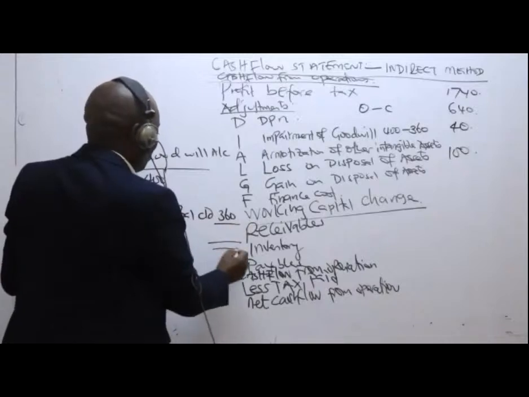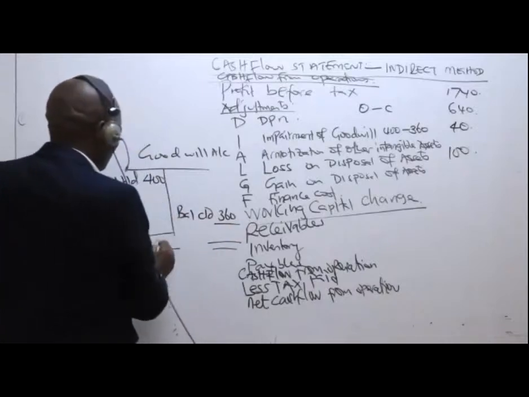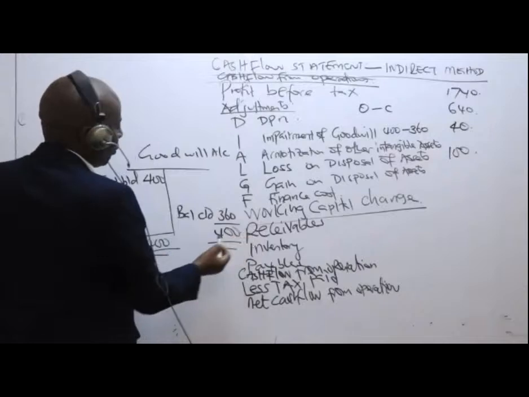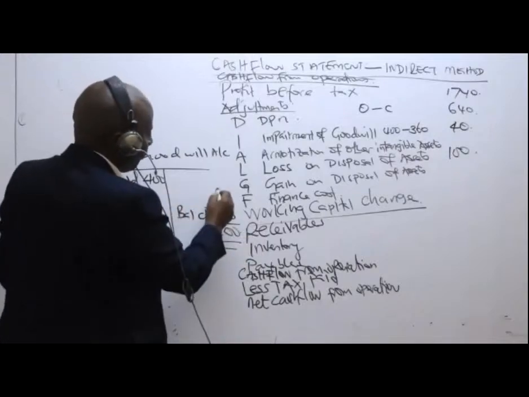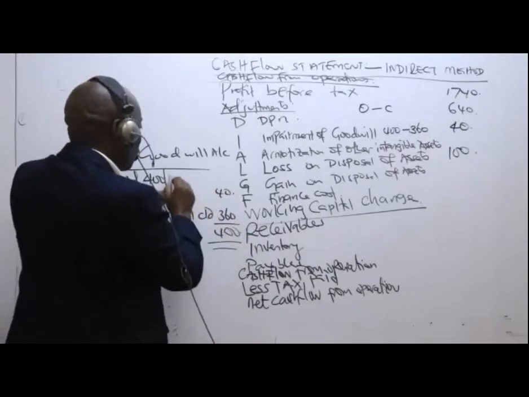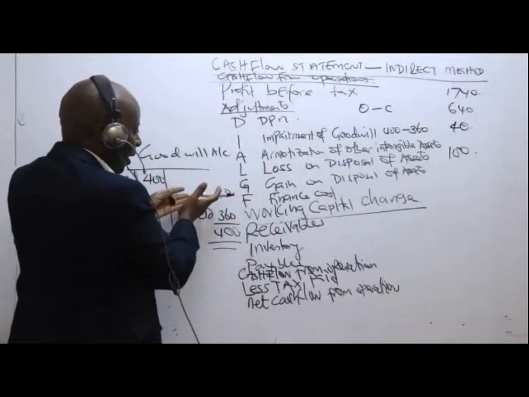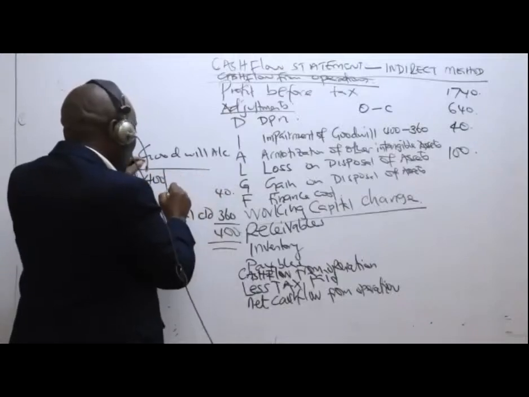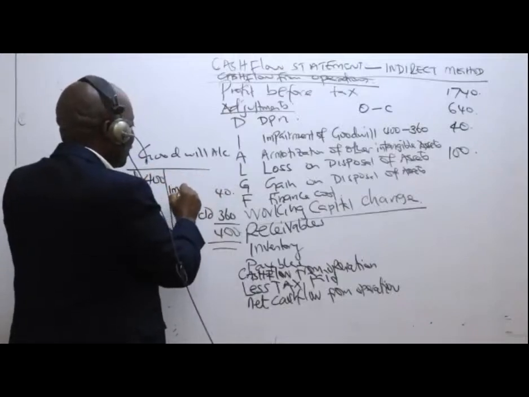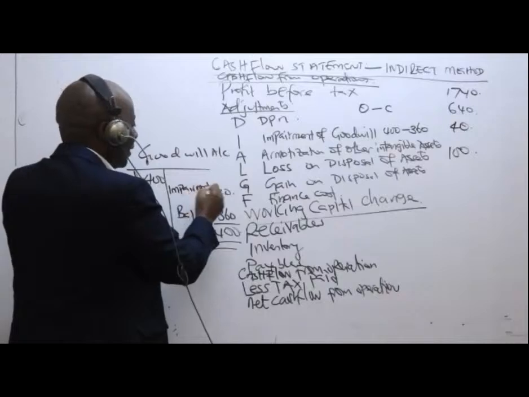So come and do your balancing, 400, 400. Then automatically the balancing figure is the loss in value. It's a loss which I'll have to debit to my profit and loss with this figure. So this loss in value is what we specially call the impairment.